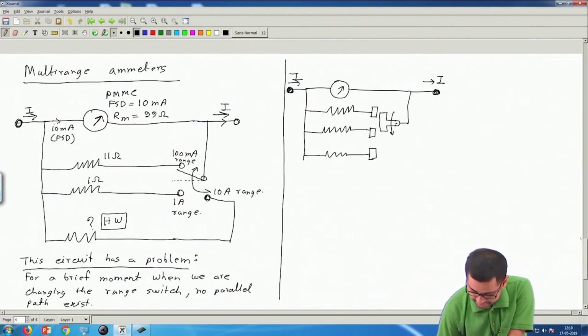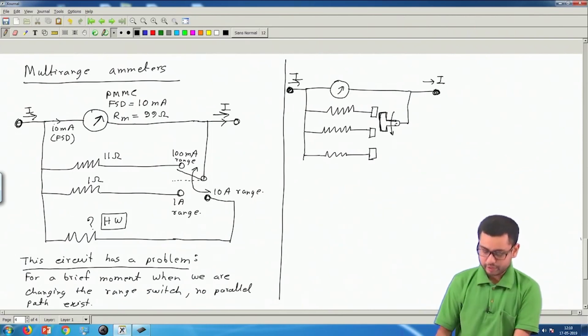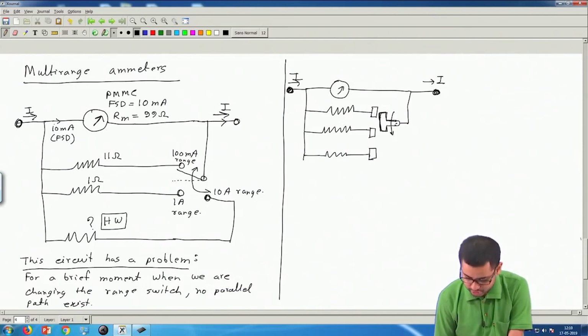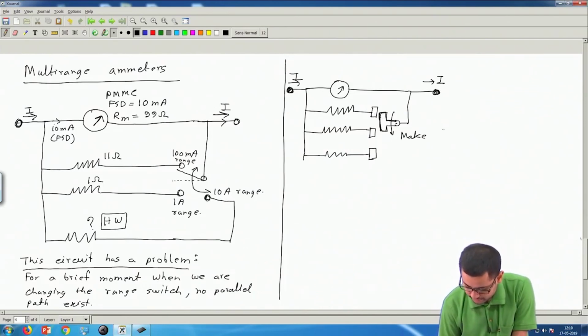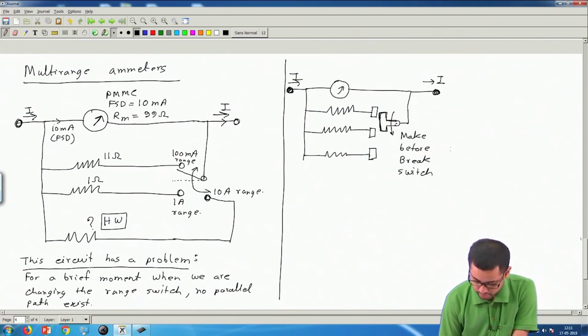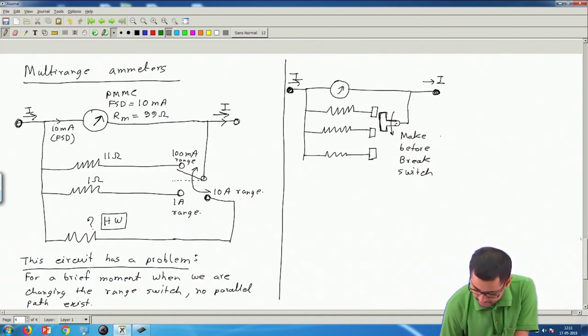Okay. So this is a schematic diagram. So basically this is a longer switch, so that this touches the new resistance first before getting disconnected from the previous resistance. So this is called a make before break switch. Okay. So we can say also, this is like make connection before break connection switch.